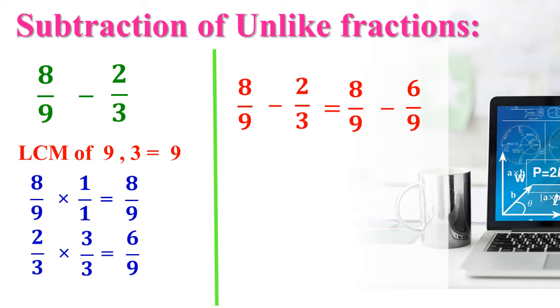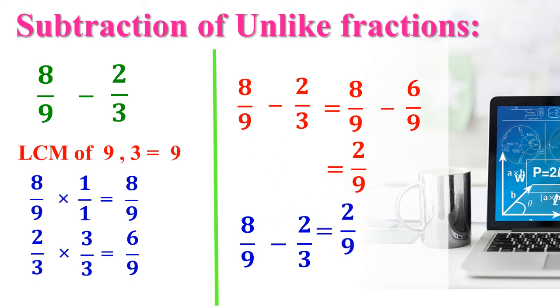Now we will subtract the numerators and then write the common denominator. So 8 minus 6 equal to 2, so 2 by 9. Next, reduce to the lowest term if it is possible. Here it is not possible. Next, it is a proper fraction, so this is the final answer. So 8 by 9 minus 2 by 3 equal to 2 by 9.